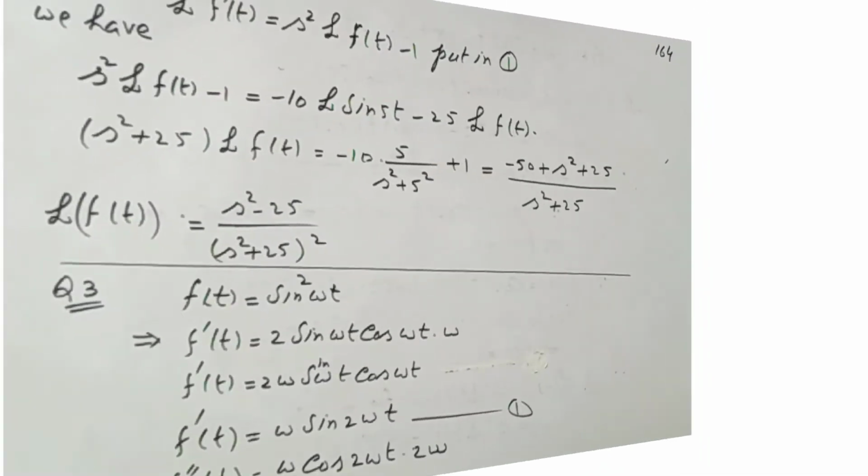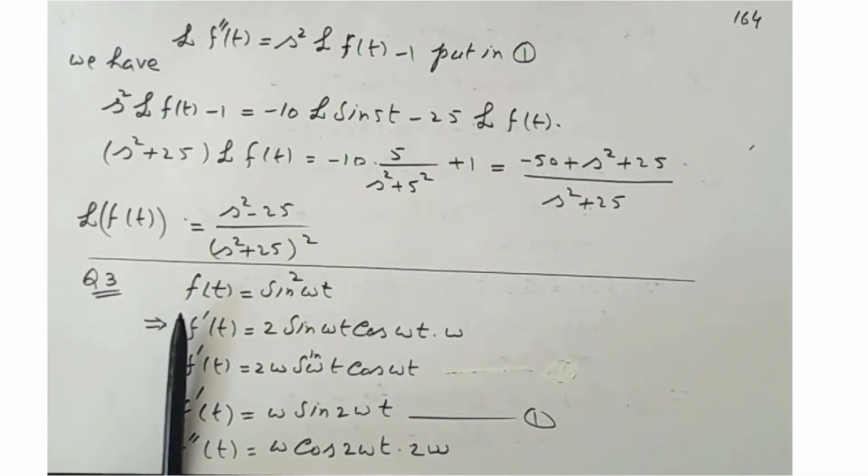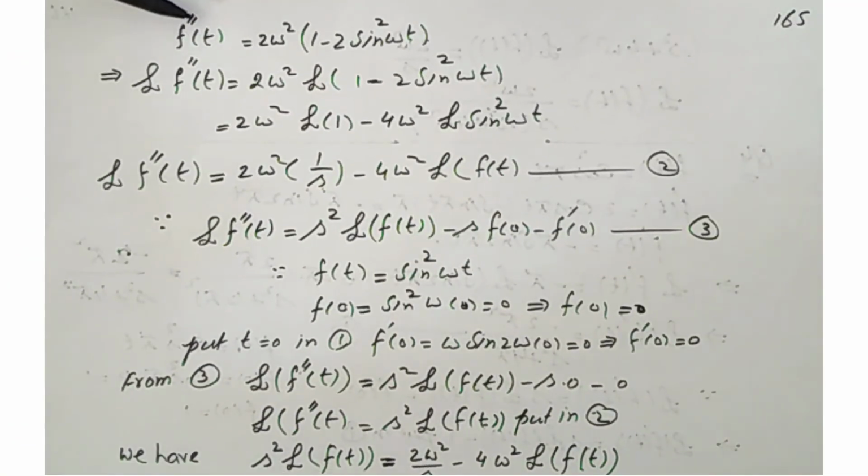Now question 3, f(t) equal to sin square omega t. We take the derivative: f'(t) is equal to 2 sin omega t cos omega t into omega. This is 2 omega sin omega t cos omega t, so f'(t) equal to omega sin 2 omega t. Again differentiate: f''(t) equal to omega cos 2 omega t into 2 omega. f''(t) equal to 2 omega square into 1 minus 2 sin square omega t.